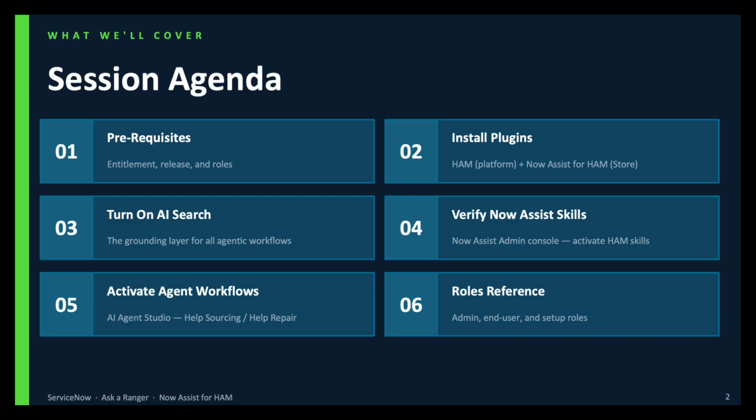We'll then dive into making sure AI search is on. And we'll spend some time here because this is the step that everybody kind of skips. And this is one of the most important steps to turning on analysis in your environment. After we do that with AI search, we'll then jump into analysis skills and the agentic workflows. And then we'll follow up with the roles reference page, where we're talking about the different roles that you have for both the admin and end users and making sure that those are set up.